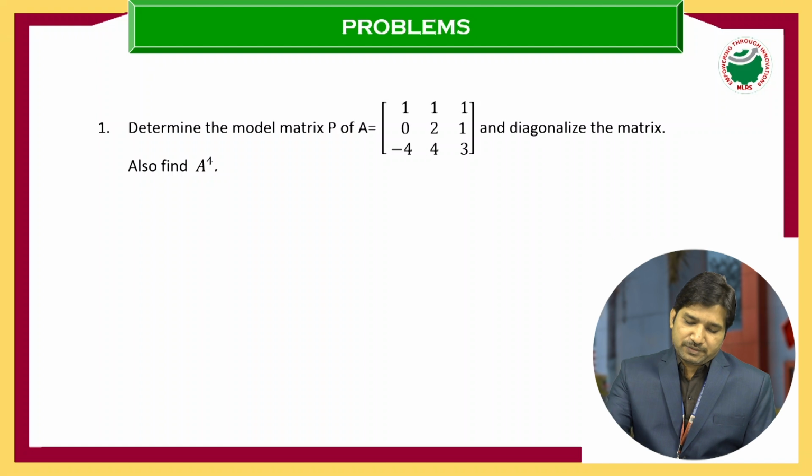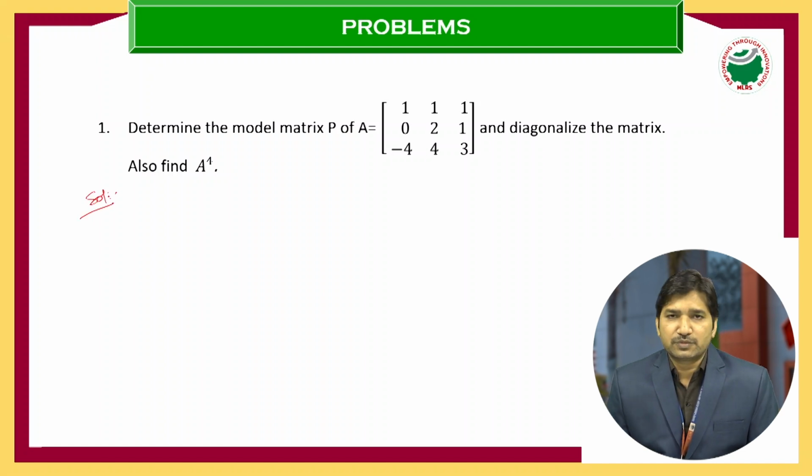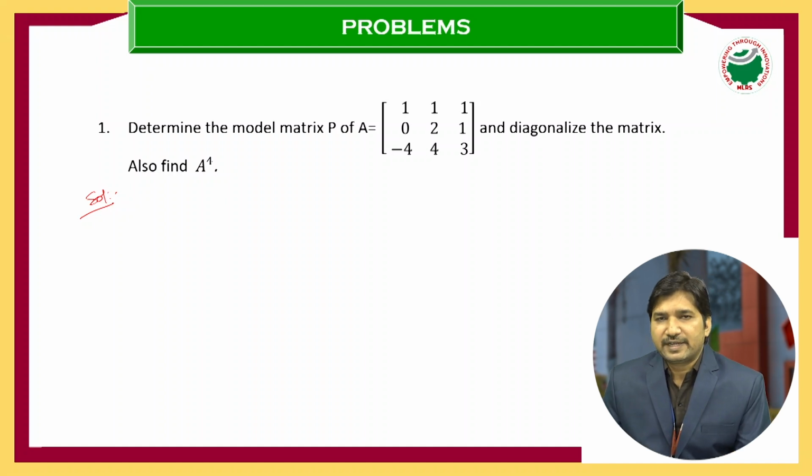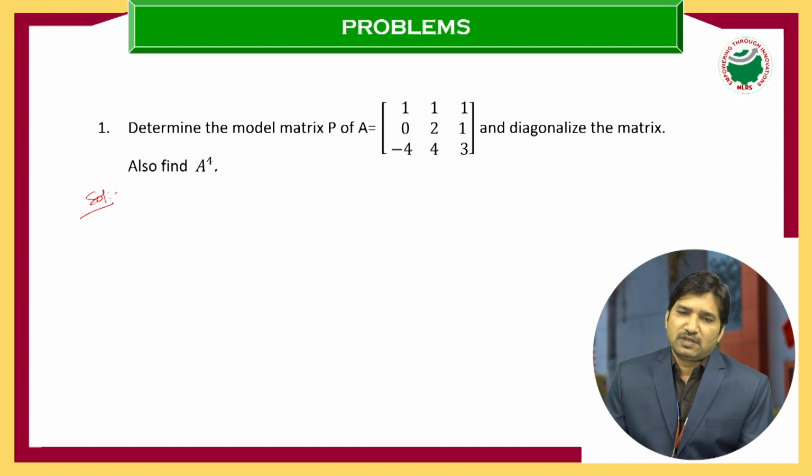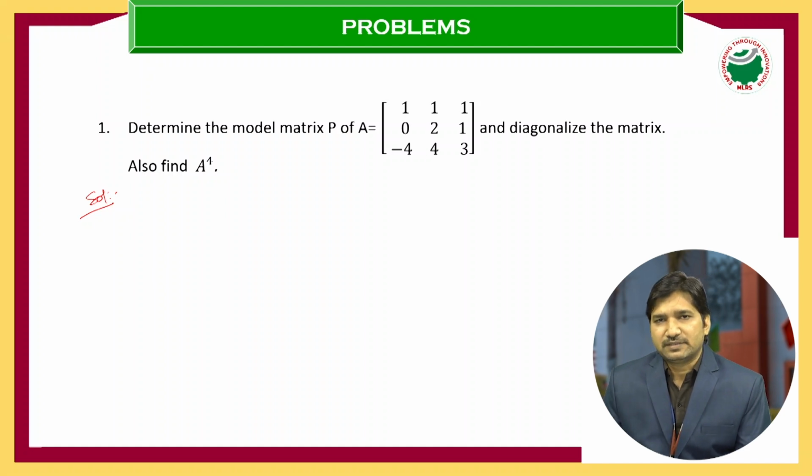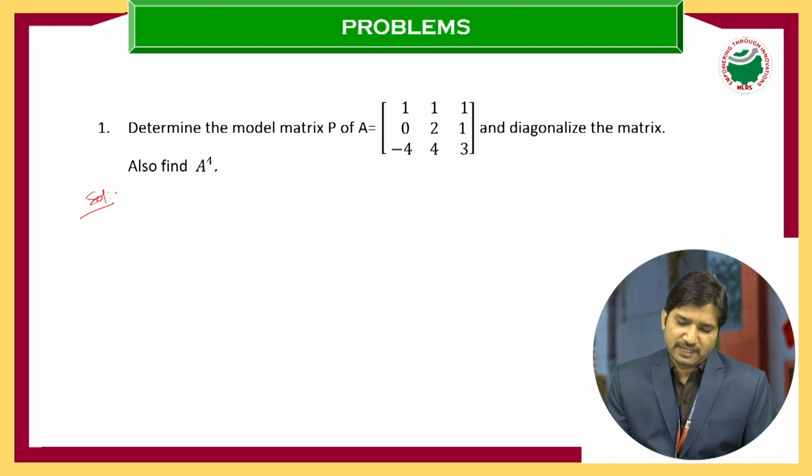First of all, to show diagonalization, we have to find the eigenvalues and eigenvectors of the matrix. After that we can make the model matrix, that is P equal to x1 x2 x3. Then we can check the diagonalization method, D equal to P inverse AP. So let us see. Now we have to find the eigenvalues.